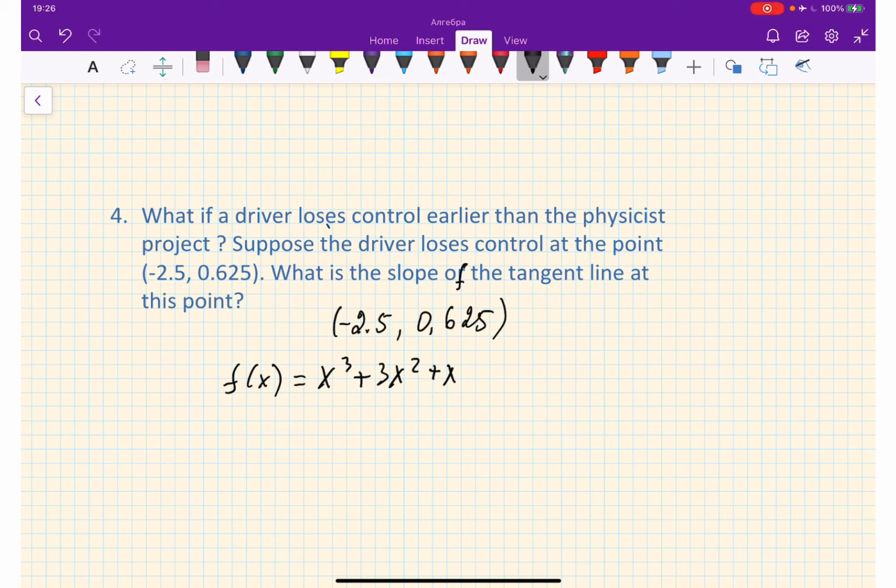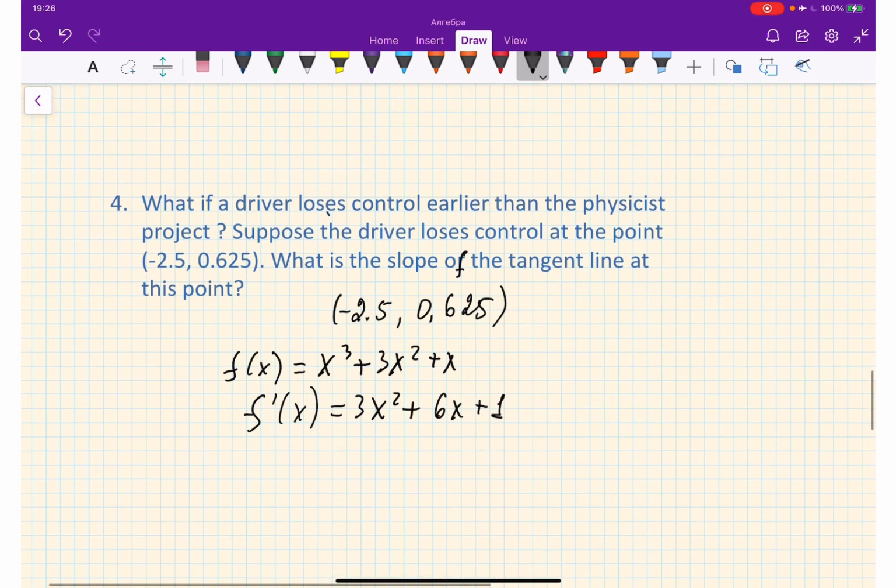Okay, and we get f prime, because we need to find the slope, so we take the derivative: 3x squared, and I already explained why we take the derivative versus the rate of change. There is a difference between them. The rate of change is the average velocity, and the derivative is the instant change at a given time. Okay, 3x squared plus 6x plus 1.